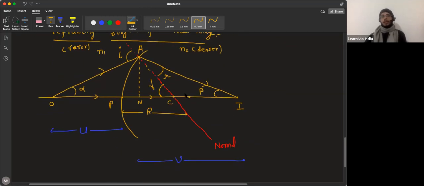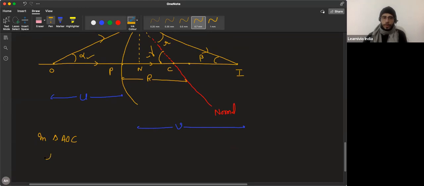Now I just want to relate I, alpha, gamma, and R. So let's see what we can do. See this triangle AOC. In triangle AOC, alpha and gamma are interior angles. I is the exterior angle. So the sum of the interior angles is equal to the exterior angle. So that's the first equation.